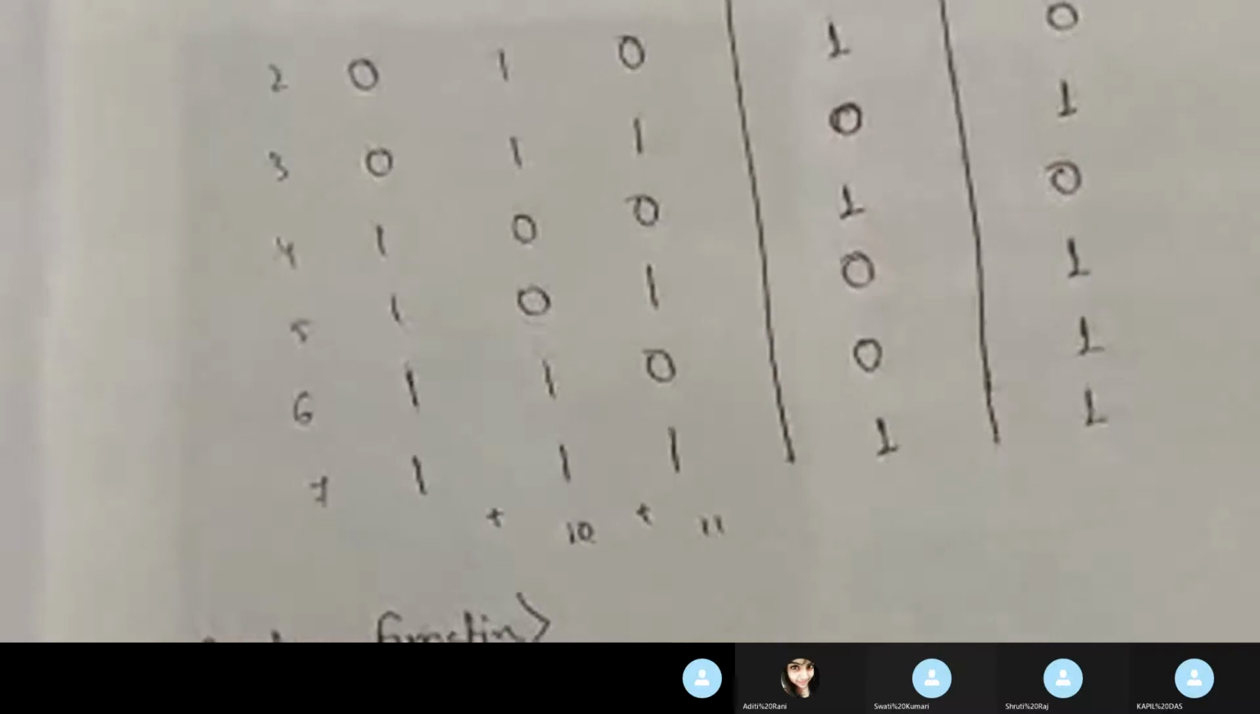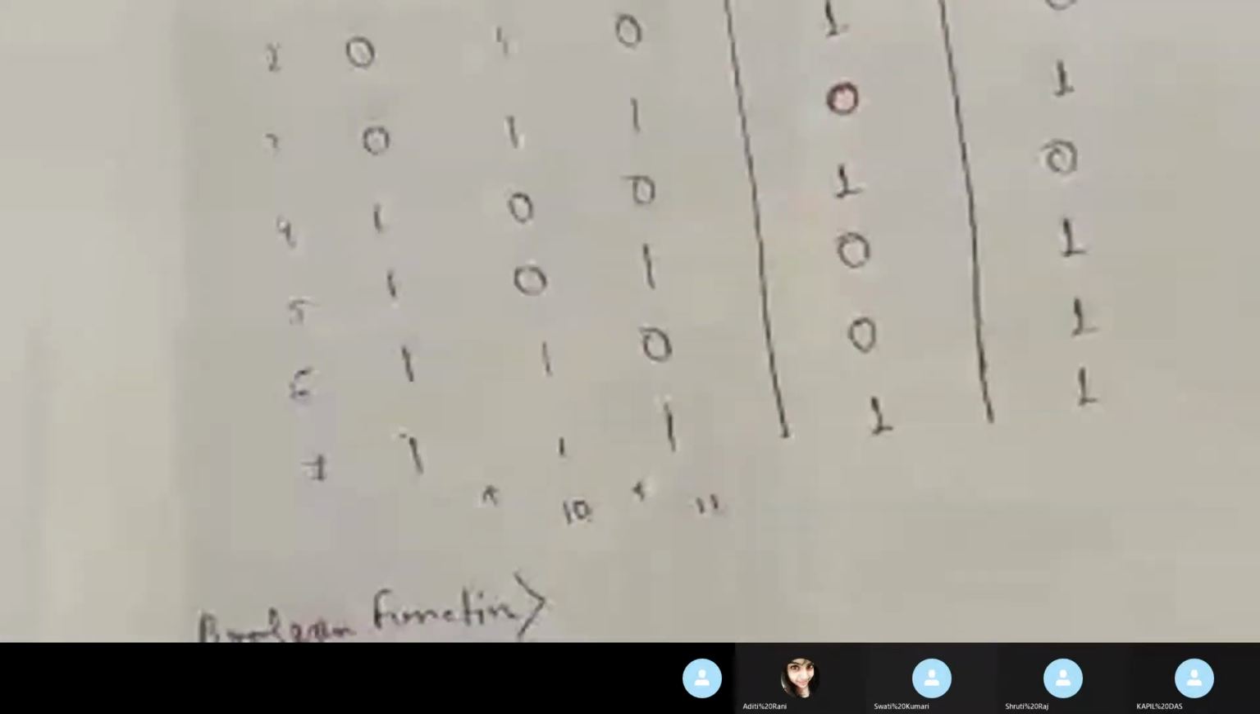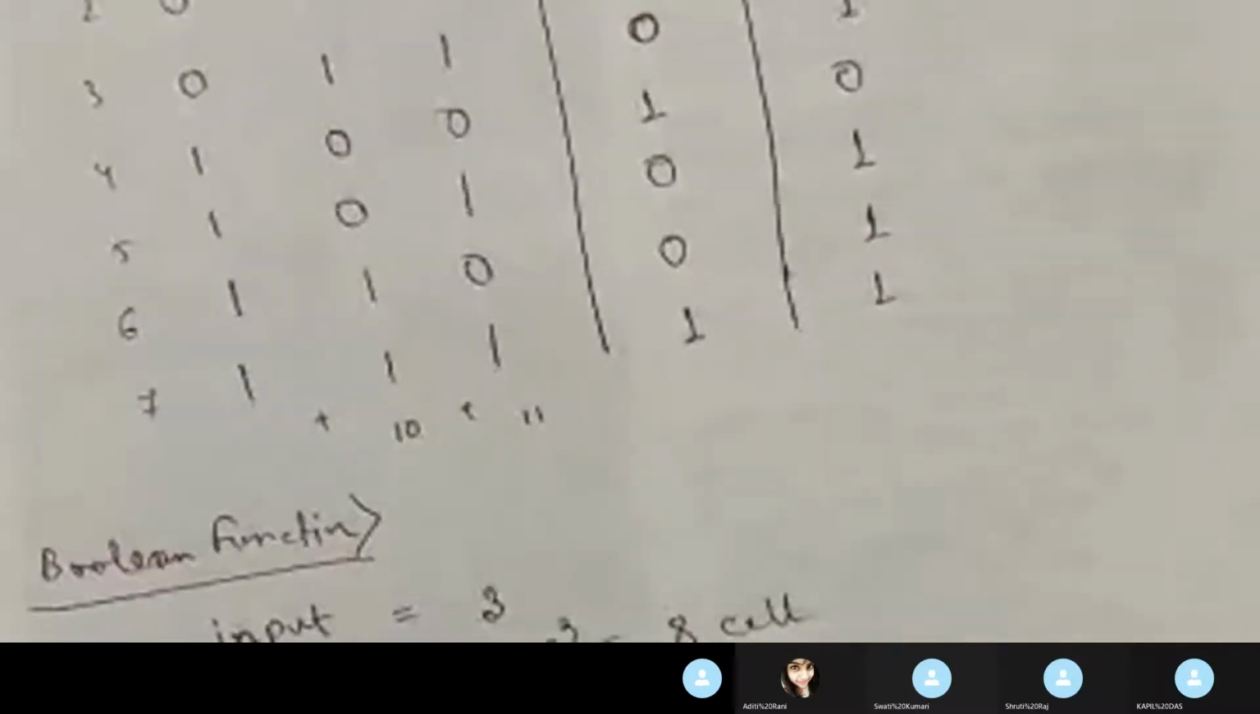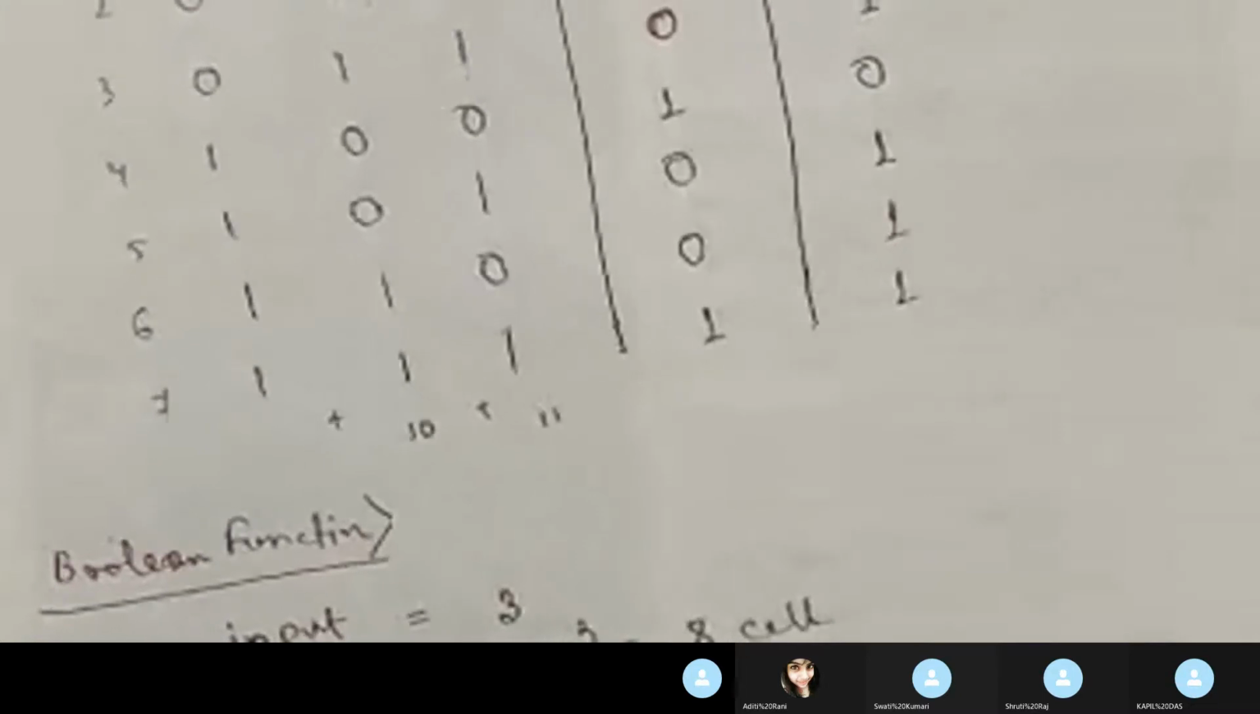So what you will see, this is 0 0 0. In case of 0 0 0, you have 0, right? Now for 0 0 1, you have 1. Next, for 0 1 0, you have 1. Next, 0 1 1, you have 0.